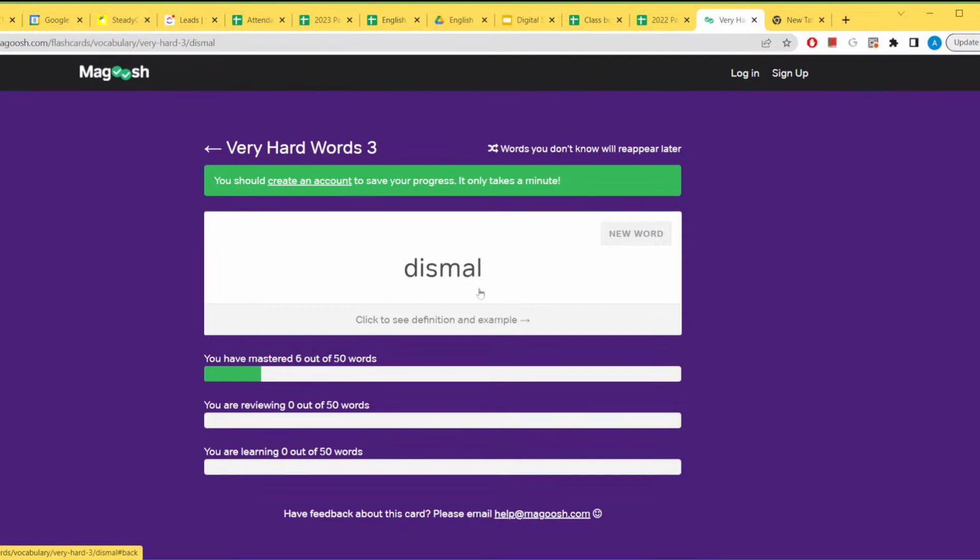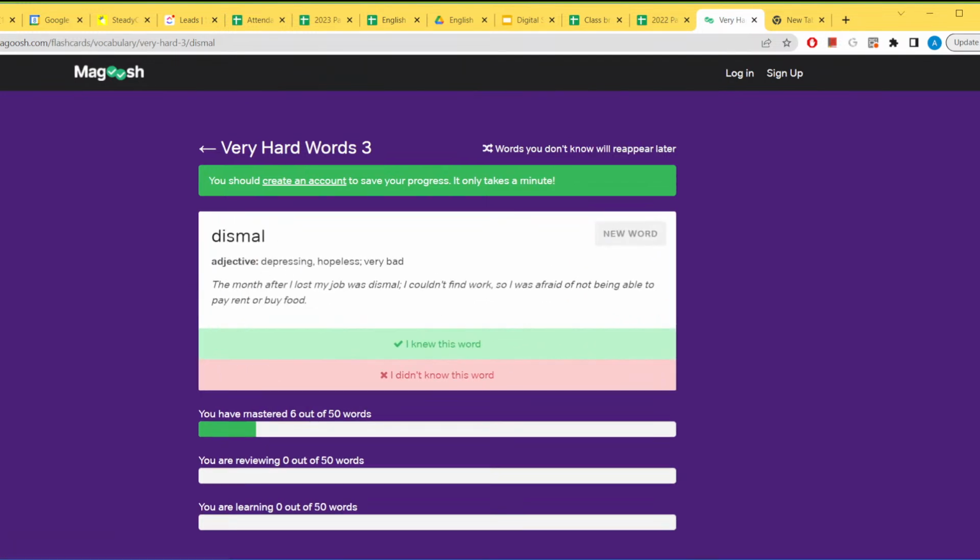Mal, Spanish, if that helps you. Dismal. It's depressing, hopeless, very bad. It's a bad time. That's what the word dismal means. It's no bueno. All right? So, yeah, try to remember the mal. Maybe that'll help you remember. All right.